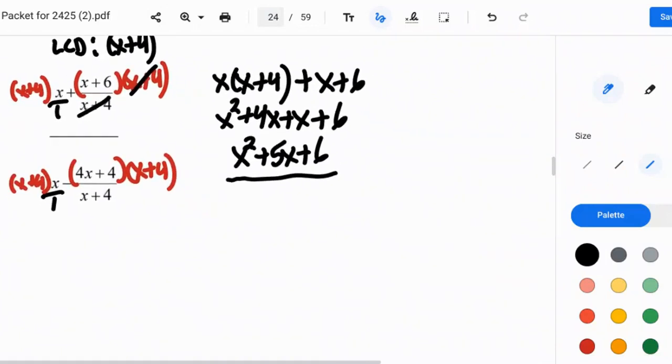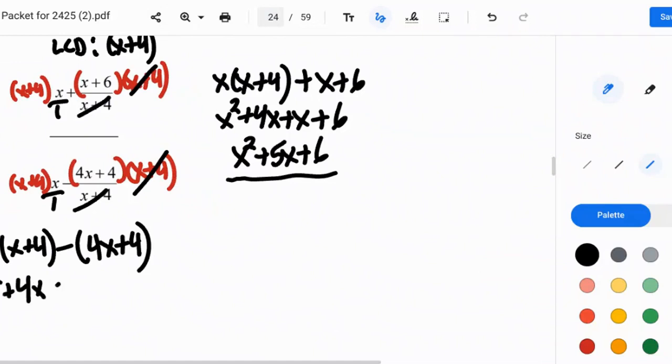The bottom left, you have an x and an x plus 4. And then these x plus 4's cancel. You have a minus sign and then a 4x plus 4. So if you multiply and distribute, you get x squared plus 4x minus 4x minus 4. So that's x squared minus 4 in the end. So that's what you get in the bottom here.